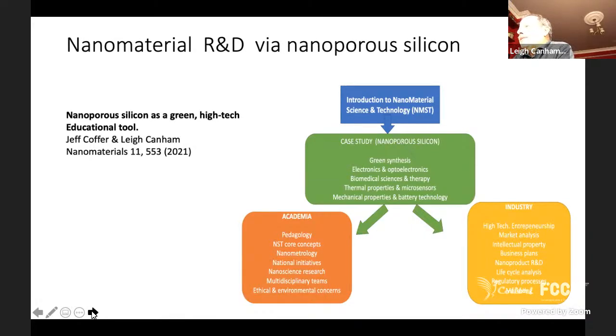A small number of us think that nanoporous silicon is quite useful from a teaching perspective, because of the diverse nature of nanoscience. We need these educational tools to cover a variety of topics, but also where a nanomaterial has made some progress industrially, you can introduce the differences between academia and industry. And that's what I'm trying to achieve here.